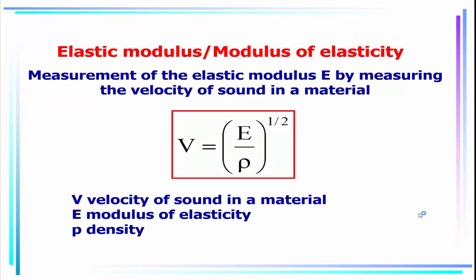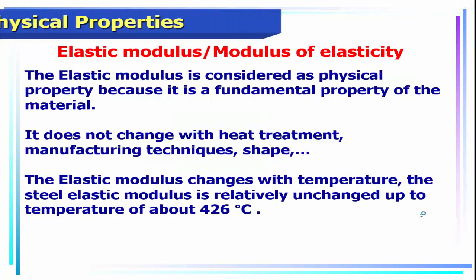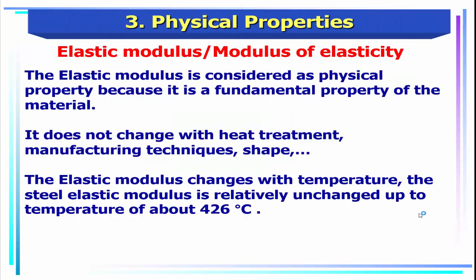The measurement of the elastic modulus E is by measuring the velocity of sound in a material. So it's the modulus of elasticity over the density. And by the way, the elastic modulus is considered a physical property because it's a principal property of the material, and it does not change with heat treatment, manufacturing techniques, and shape.